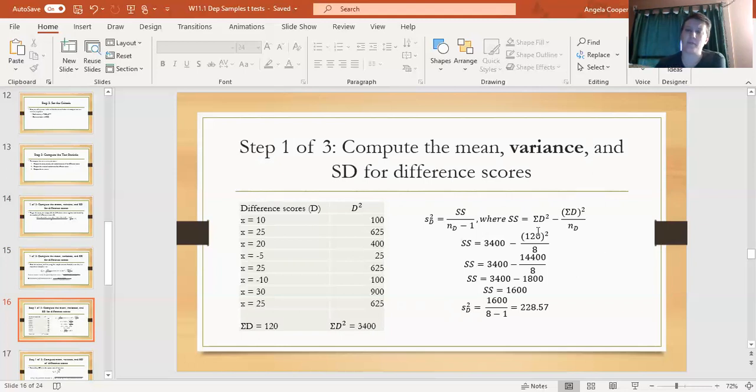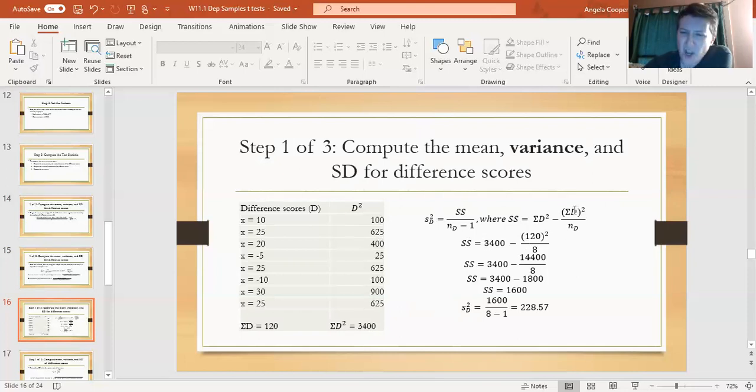I plugged in this formula here. So here we have the sum of squares. 3,400 is that first number, the sum of the squared different scores. So here are our squared difference scores here, 100, 625, 400, 25, and so on. And when we added those all together, we had 3,400. Boom, that's where we got this number.